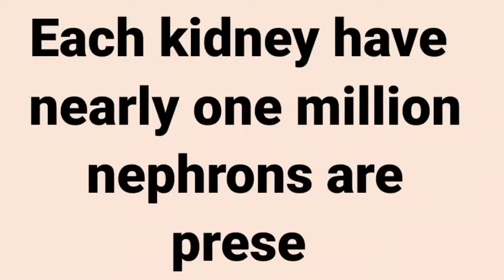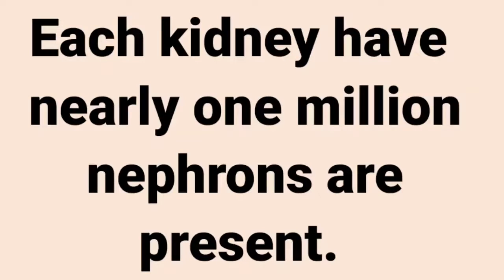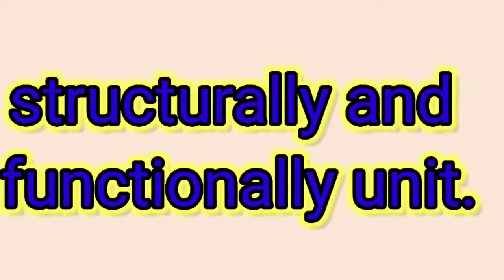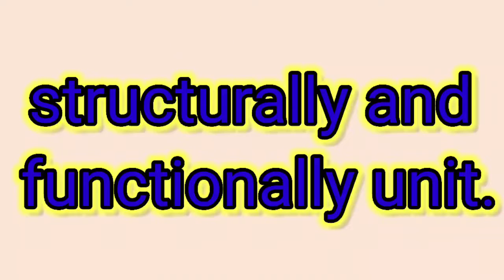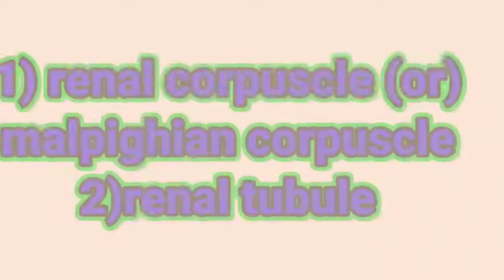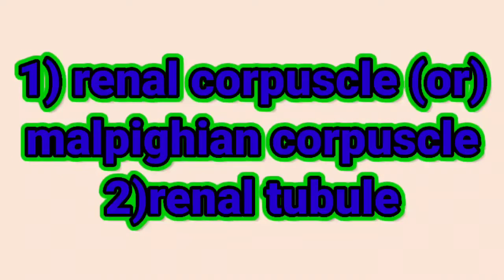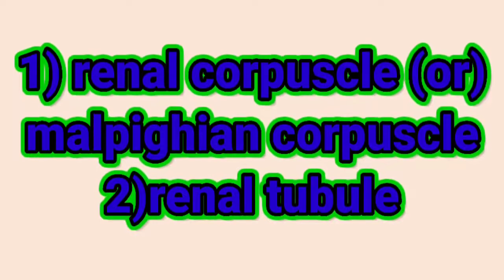Each kidney has nearly 1 million nephrons. The nephrons are the structural and functional units. Each nephron has mainly two parts, namely the renal or Malpighian corpuscle, and the second one is the renal tubule. Now we discuss the first one, that is the renal corpuscle.